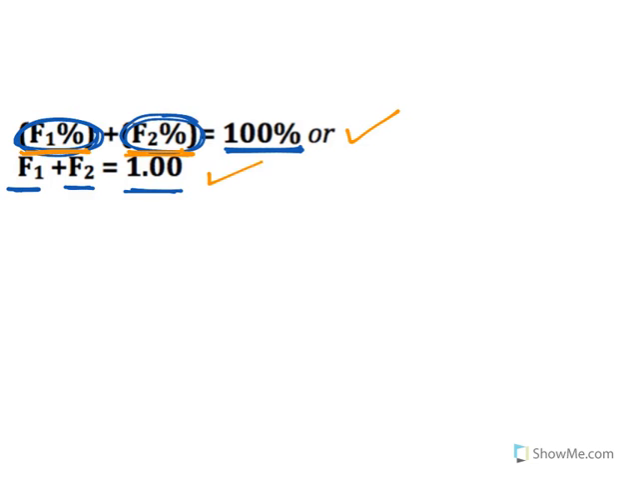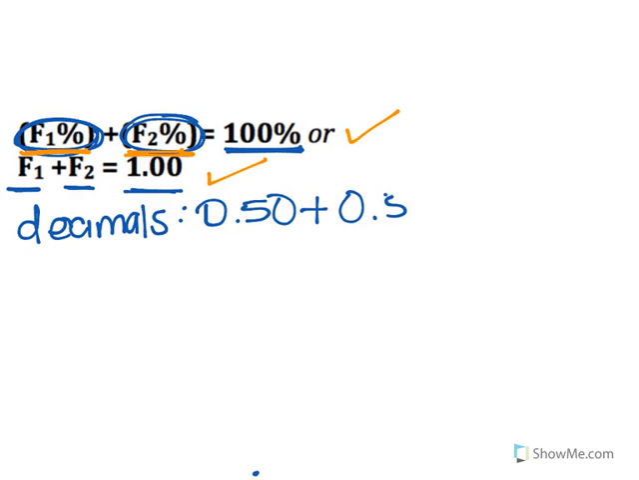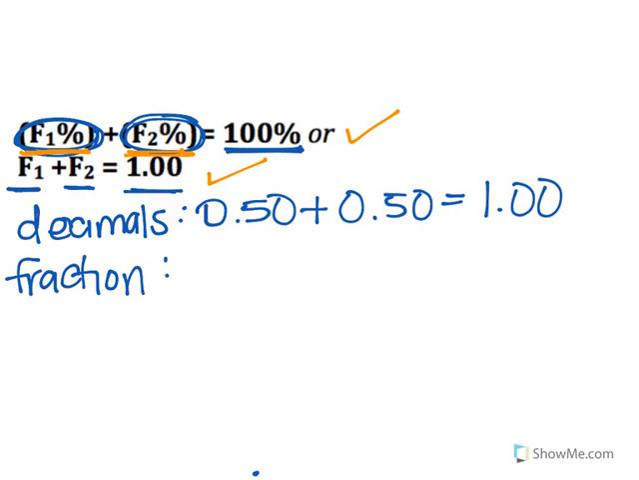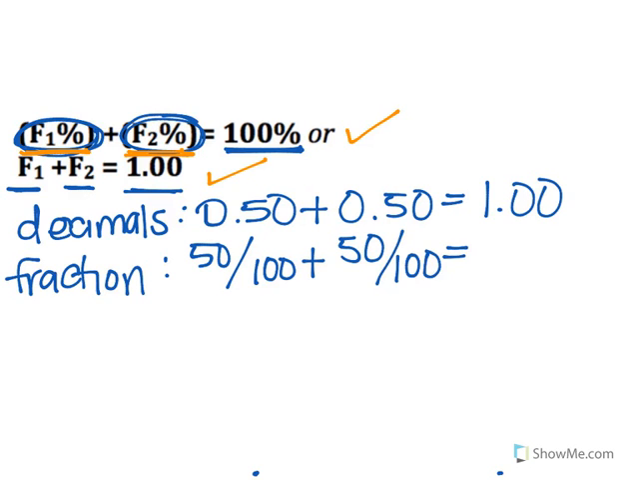And for you to use this formula, the F1 and F2 need to be in either decimals, like, for example, 0.50 plus 0.50 equals 1, or in fraction form, 50 over 100 plus 50 over 100 equals 1.0.